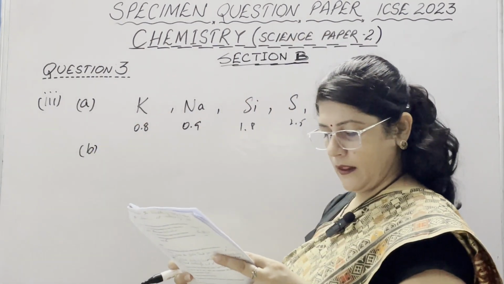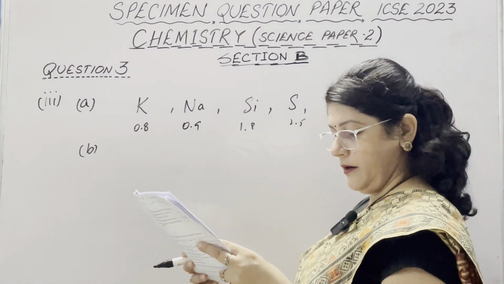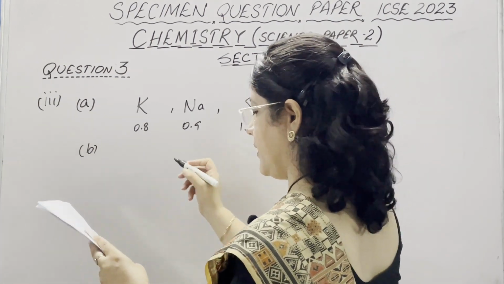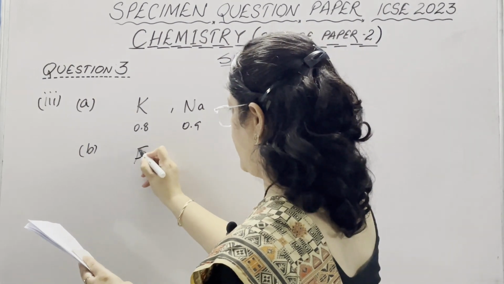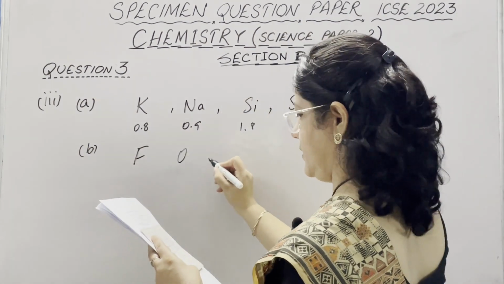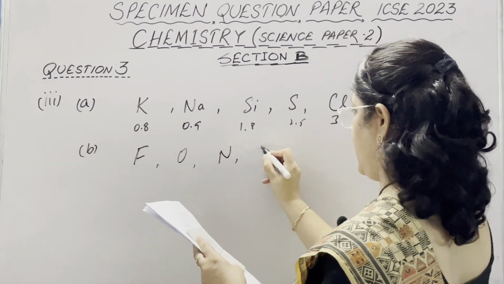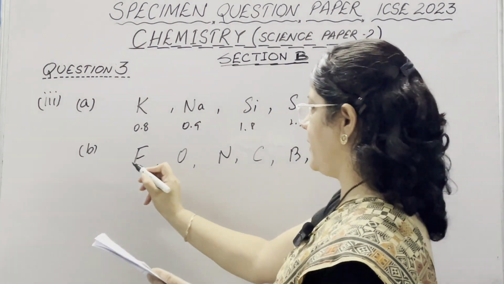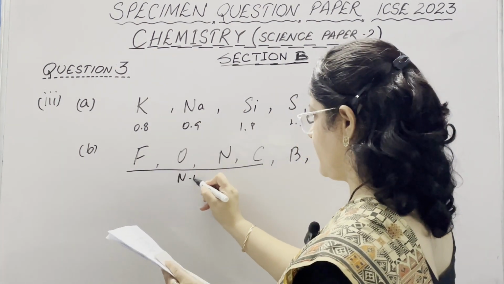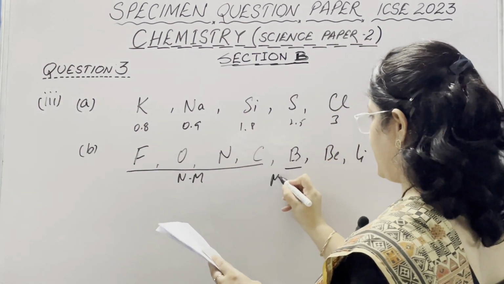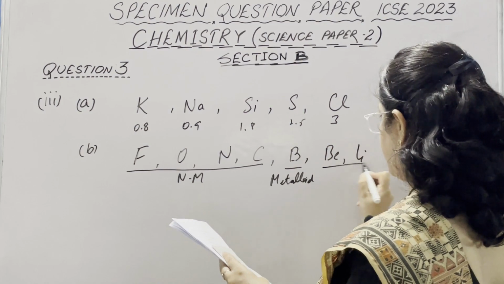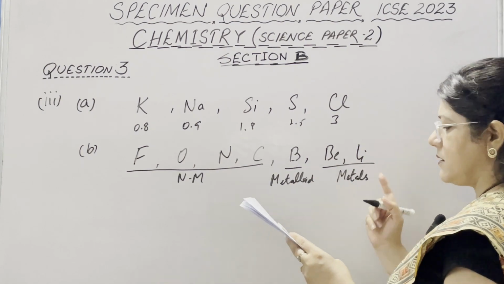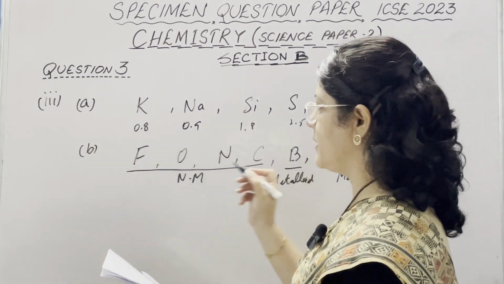In B part, increasing order of metallic character: beryllium, lithium, fluorine, carbon, boron, nitrogen and oxygen. So their increasing order is first of all fluorine, halogen family, then oxygen, then nitrogen, then carbon, then boron, then beryllium and the last lithium. We know that all these are non-metals. Boron is a metalloid and beryllium and lithium are metals. And lithium is the most metallic element here.